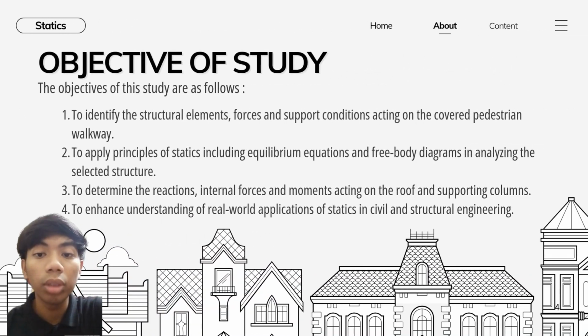The objectives of this study are as follows. First, to identify the structural elements, forces and support conditions acting on the covered pedestrian walkway. Second, to apply principles of statics, including equilibrium equations and free body diagrams, in analyzing the selected structure. Third, to determine the reaction, internal force and moment acting on the roof and supporting column. Fourth, to enhance understanding of the real-world application of statics in civil and structural engineering.